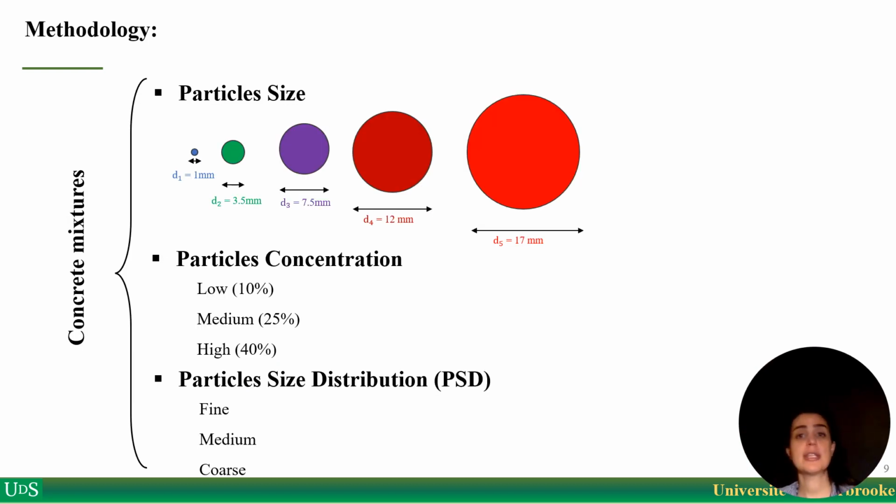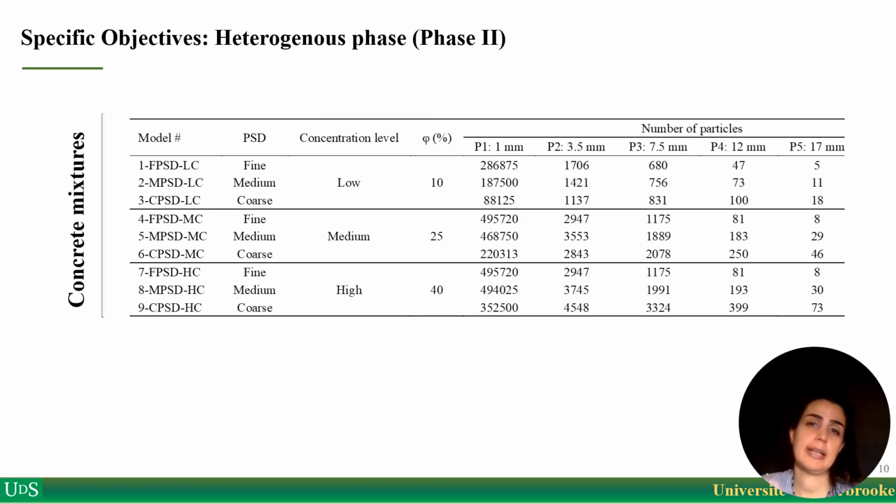In order to reach these specific objectives, we consider concrete mixtures with different particle sizes from 1 to 17 millimeters, having different particle concentrations, including low, medium, and high, which are 10, 25, and 40 percent. And also, we consider concrete mixtures with fine, medium, and coarse particle size distributions. Therefore, in total, we have 9 different concrete mixtures.